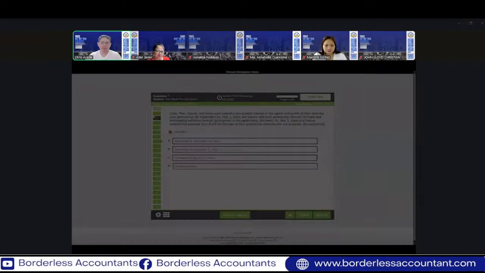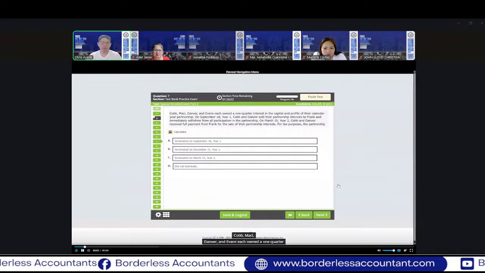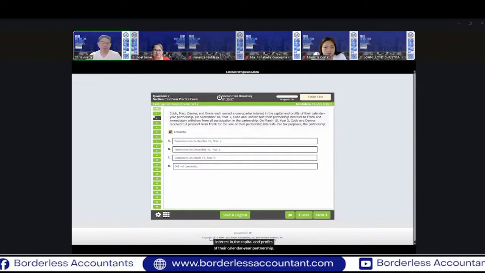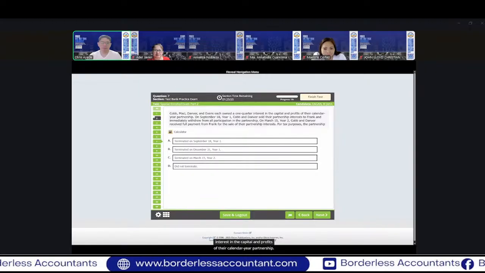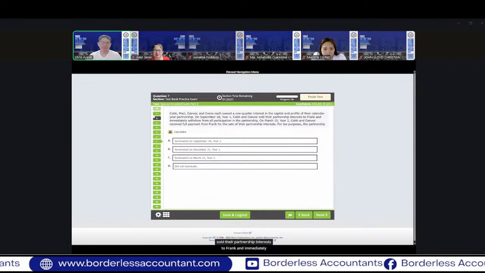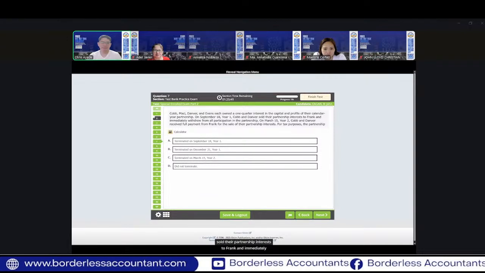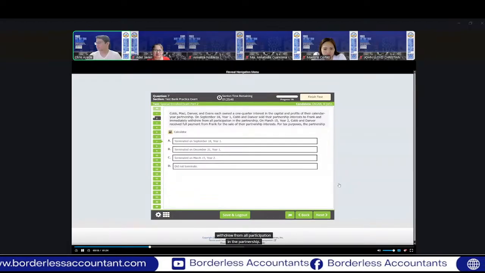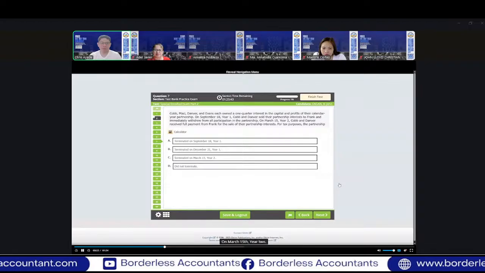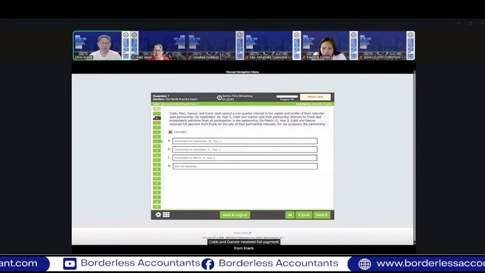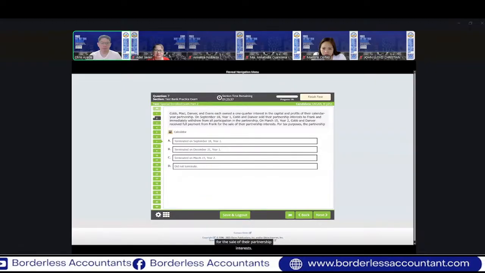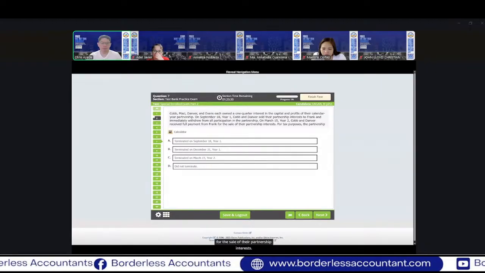Cobb, Macy, Danver, and Evans each owned a 1/4 interest in the capital and profits of their calendar year partnership. On September 18, year one, Cobb and Danver sold their partnership interests to Frank and immediately withdrew from all participation in the partnership. On March 15, year two, Cobb and Danver received full payment from Frank for the sale of their partnership interests.